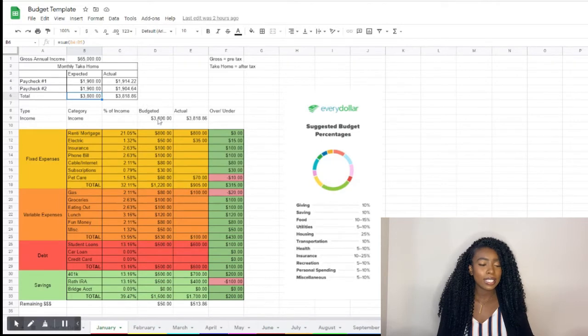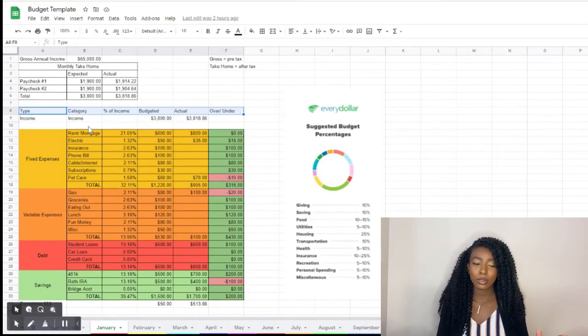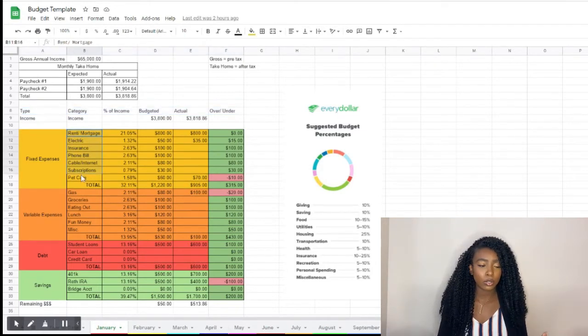So next is going to be the headings. So you're going to see the type that we mentioned: fixed expenses, variable, debt, savings. The categories, which you can always change to whatever suits your needs. And then the percentage of income, your budgeted value for the month, which is pulled in right from over here. And then your actual amount, which is what you're going to plug in here in this table, what you actually paid, and see how you line up to your budget.